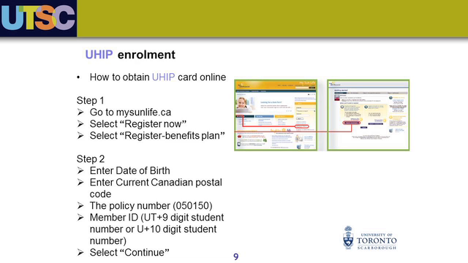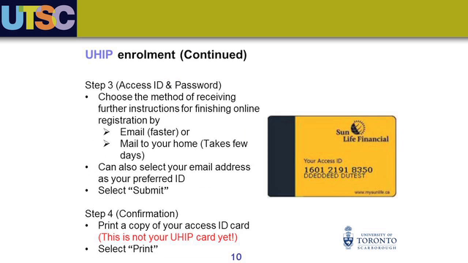And click on continue. In step 3, it's where you set your access ID and password. You can choose the method of receiving further instructions for finishing online registration, either by email or physically mailed to your home. But we prefer email because it's much faster and safer. In this step 3, you can also select your email address as your preferred ID. And once you've chosen all that, you can click on submit to go to the next step.